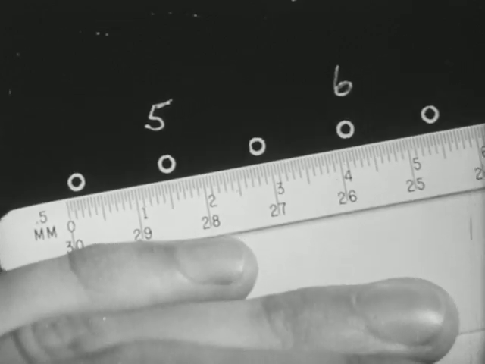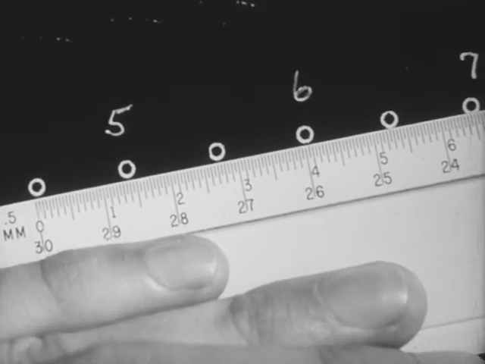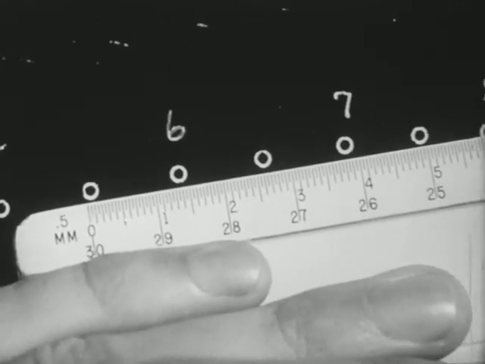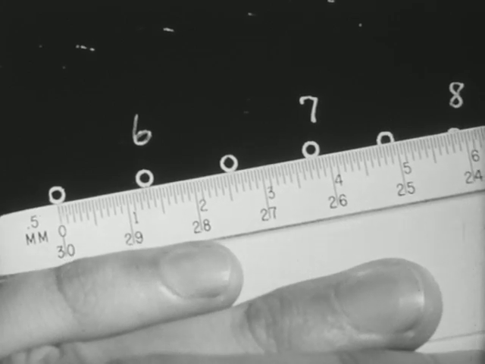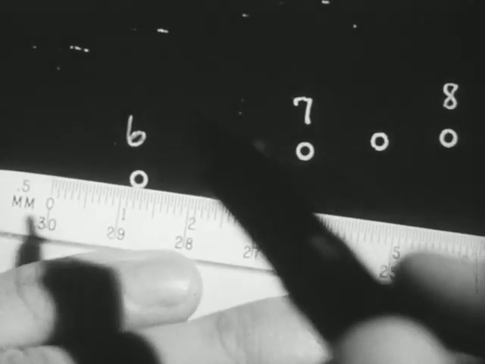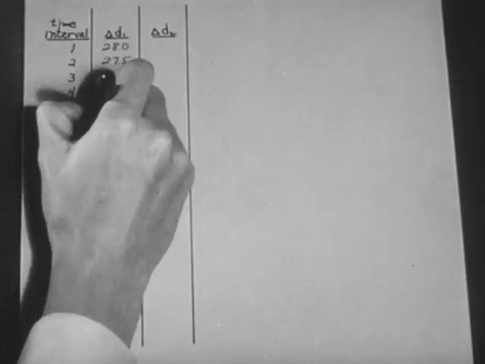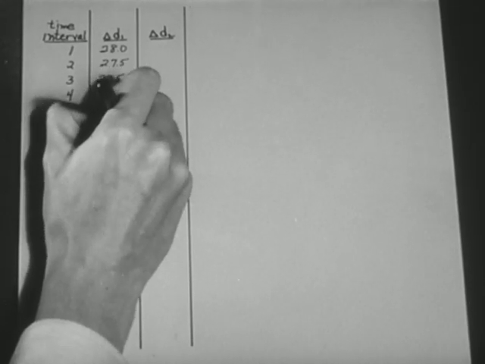Fifth interval, 27.0. And in the sixth time interval, 25.5. And this puck has probably started to move, but we can't measure it. I'll put a question mark in the column.